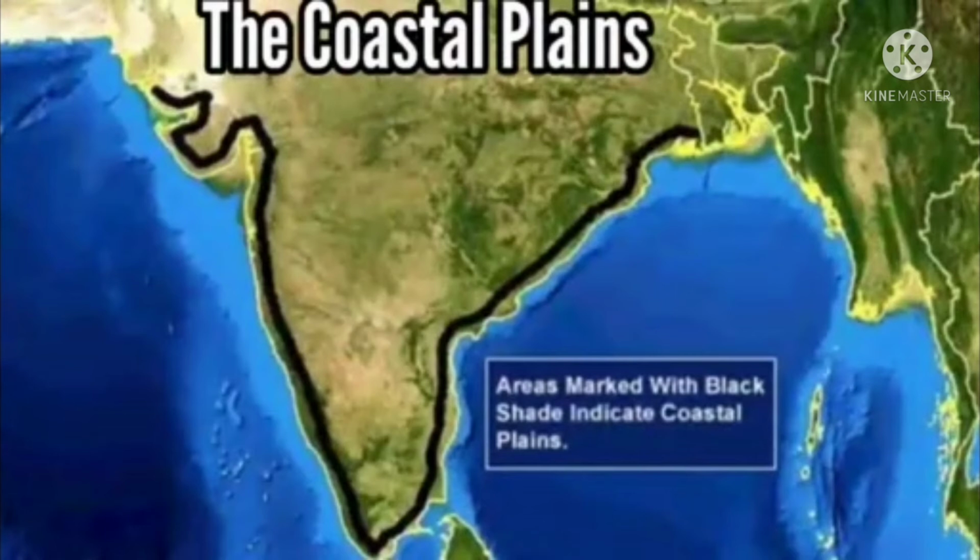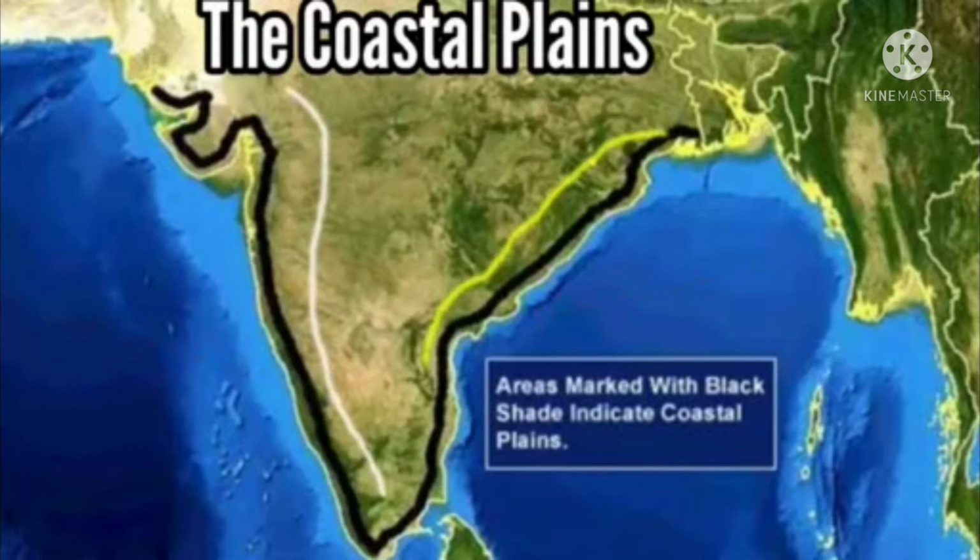The coastal plains. Narrow plains run along the western and eastern coasts of India. These are called coastal plains. The eastern coastal plain is broader than the western coastal plain.